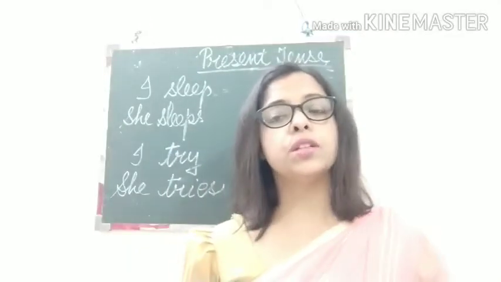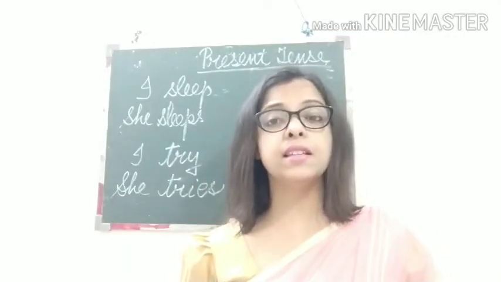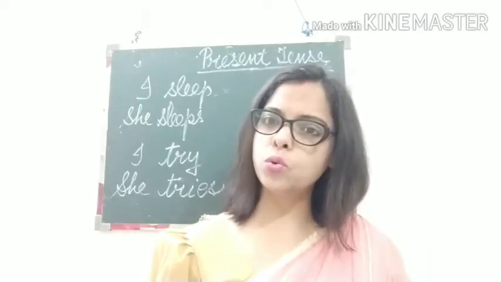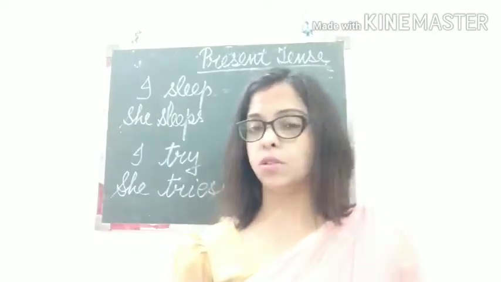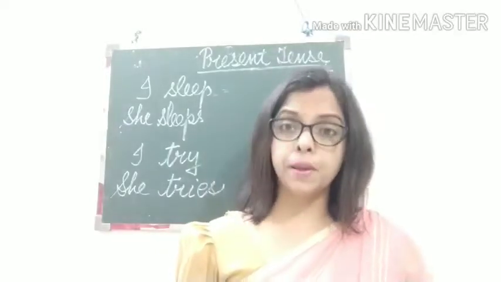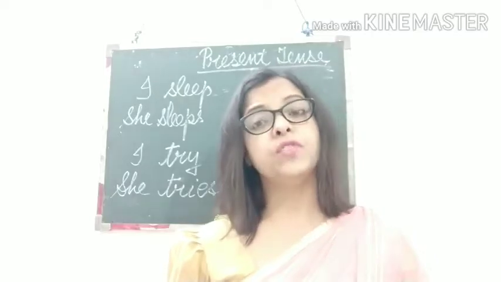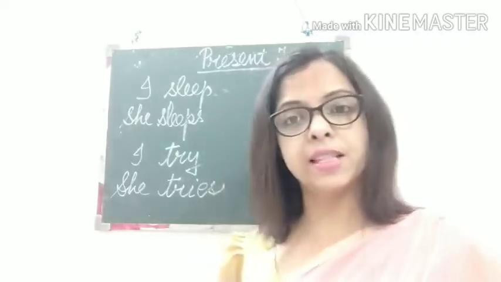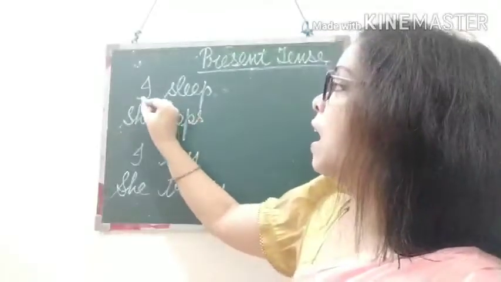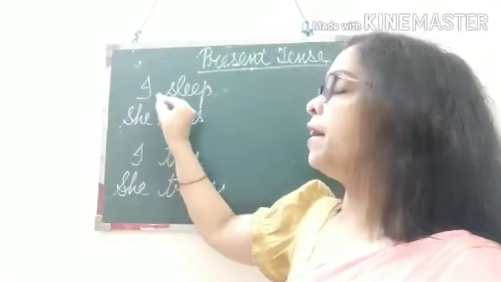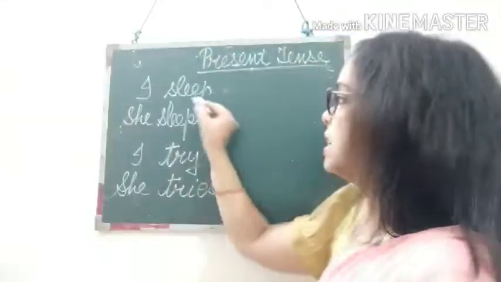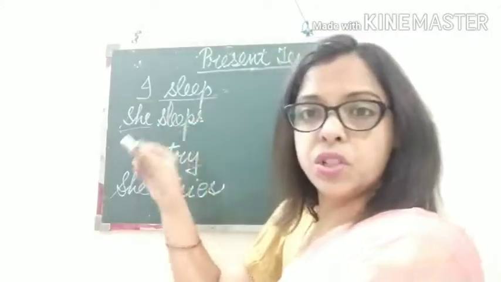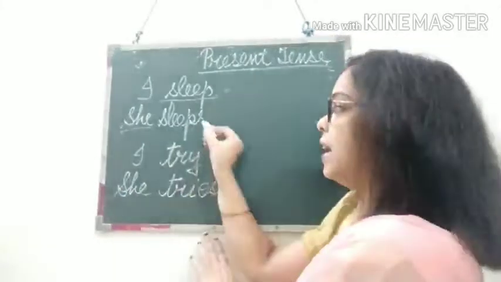So children, to show that the verb is in present tense, how do we know? In that case, we either use the verb as it is, meaning there is no change at all, or we can add s or es to it. Let's see with an example. I've taken this example: I sleep. With I we don't put s, so sleep is the word, I sleep. Now with she, he, it, we add s to the verb.